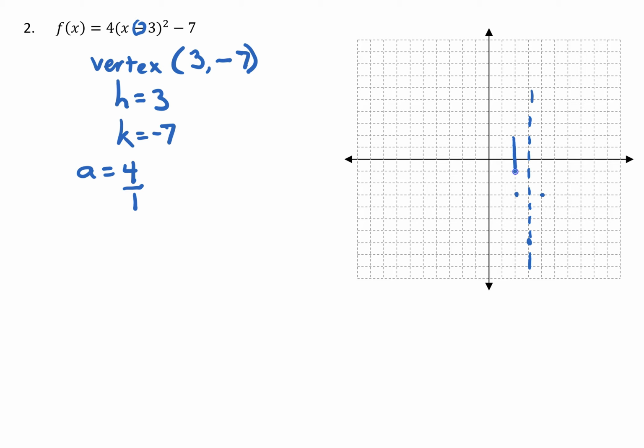Now we do our best to connect our points, and we have a very narrow parabola since our amplitude is 4. Our axis of symmetry in this case was x equals 3.